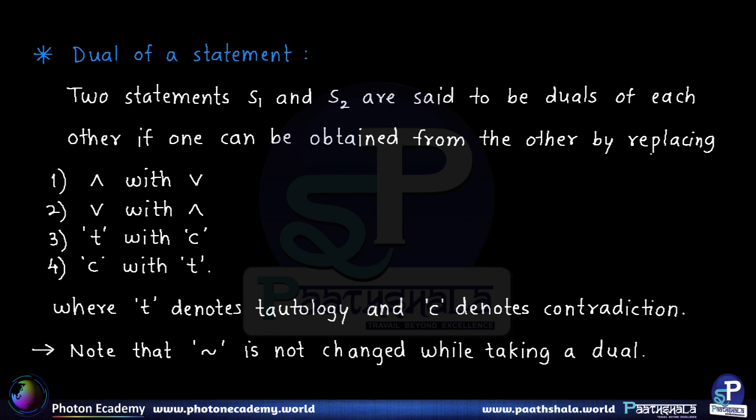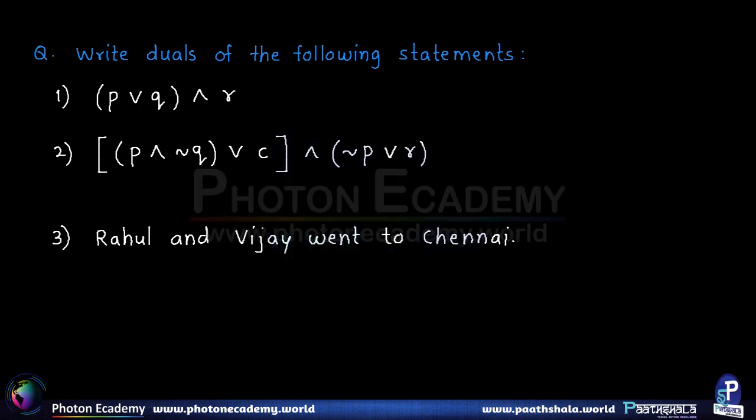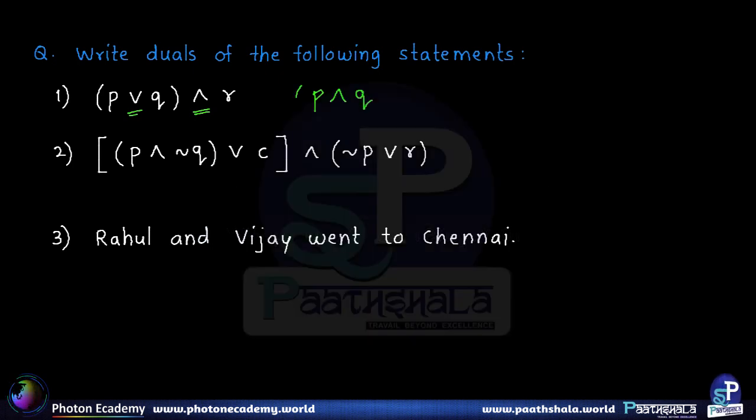Okay, so let us solve one question based on this: write duals of the following statements. In the first one we are given (P or Q) whole ANDed with R. To take the dual, wherever we have OR, we change it with AND, and wherever we have AND, we change it with OR. So clearly we will get (P and Q) whole bracket OR R. That's the dual.